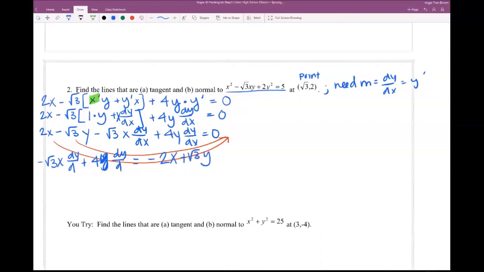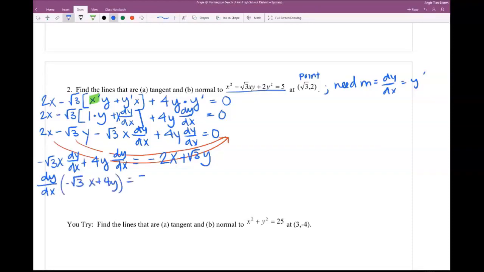Then from here, I can just factor out your dy/dx. Oops, I need to add x right there. Okay. So they have dy/dx in common, so factor it out, because we will have to solve for dy/dx, so that will represent the slope.